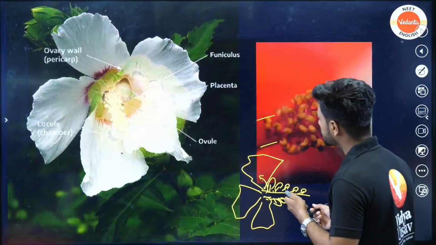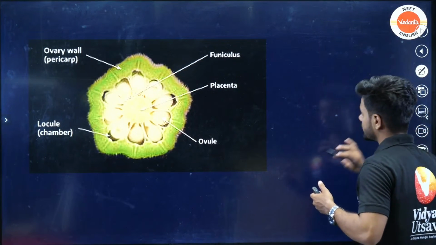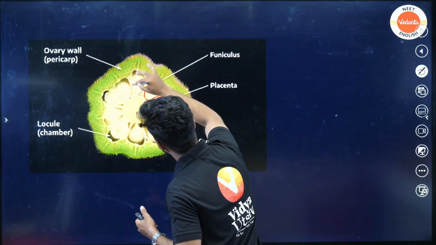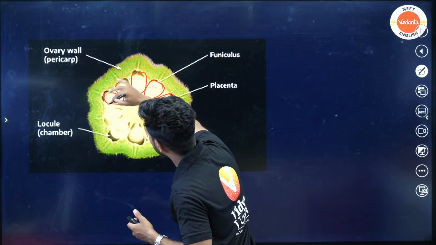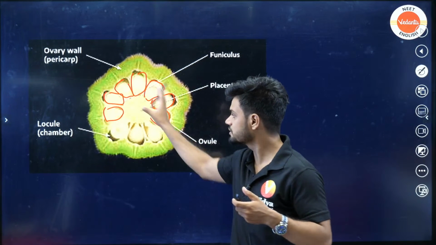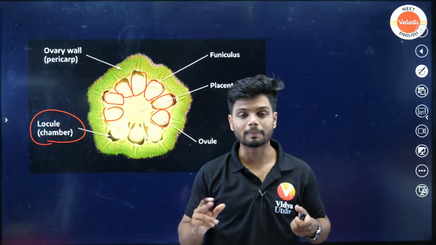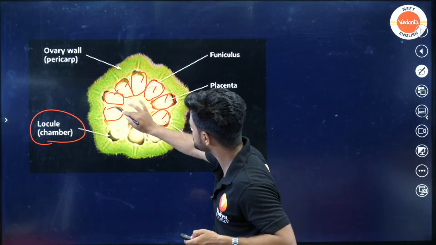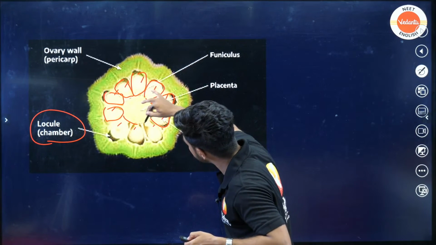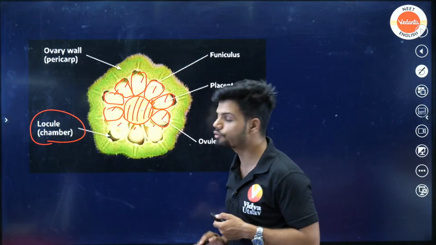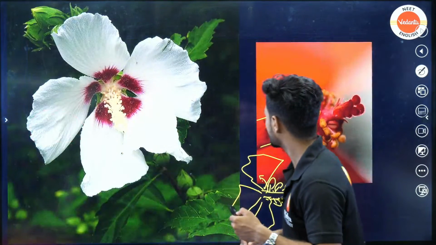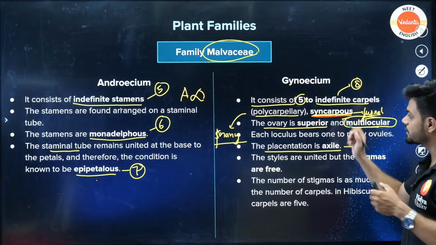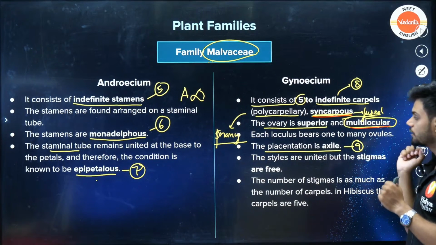See, if you notice here, when you cut your lady's finger, do you notice a certain structure? Students, this is nothing but your multilocular condition. This is your multiple chambers. Can you see? Multiple locules and many carpels. Many ovules are here. But are they fused in the center? Yes, they are fused in the center. So what did we learn here? We learned indefinite carpels and syncarpous condition, fusing in the center, and multilocular.